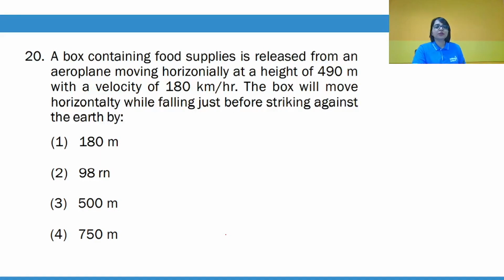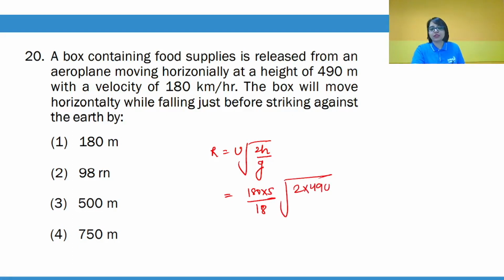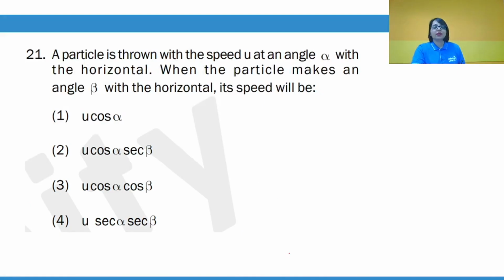A box containing food supplies is released from an airplane moving horizontally at a height of 490 meter with a velocity of 180 km per hour. The box will move horizontally while falling, just before striking the earth. So this is range, that is equals to u under root 2h by g. U is 180 into 5 by 18 meter per second, h is 490, and g is 9.8. After solving this equation, you'll get your answer as 500 meter. Option 3 is correct.